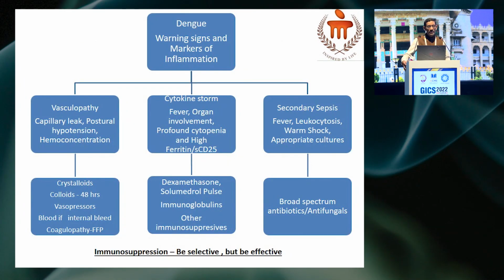So if there is a dengue patient, watch for warning signs and symptoms and look for markers of inflammation. If there is vasculopathy, clinically and laboratory-wise, treat them with a good amount of fluids, and if there is no response, add crystalloids. If there is cytokine storm, as evidenced by prolonged fever, give them Solu-Medrol or immunoglobulin or other immunosuppressives. If there is secondary sepsis, treat them with appropriate antibiotics.